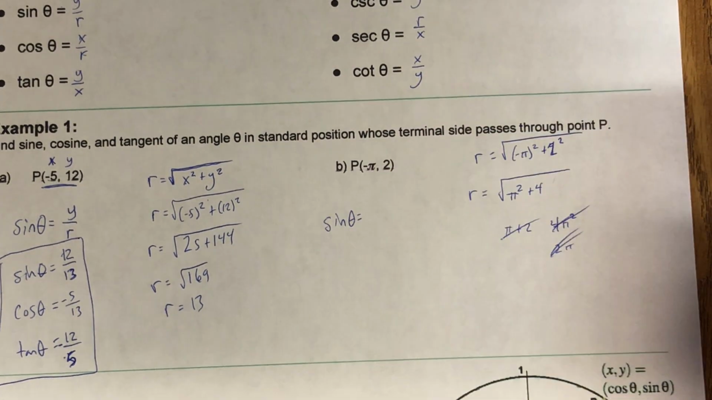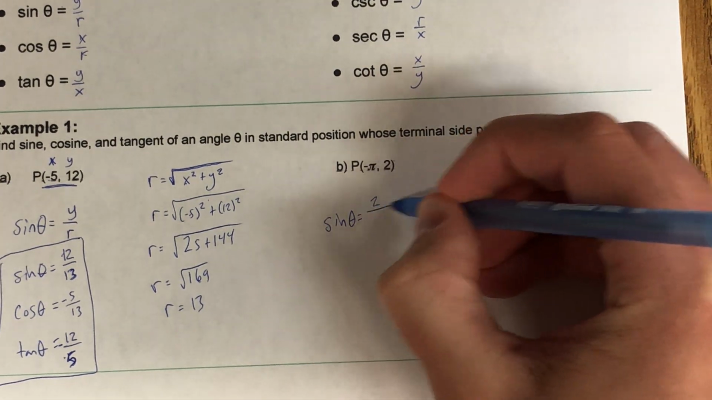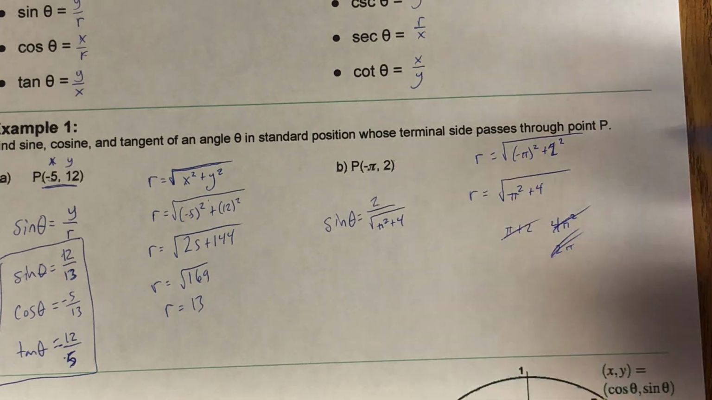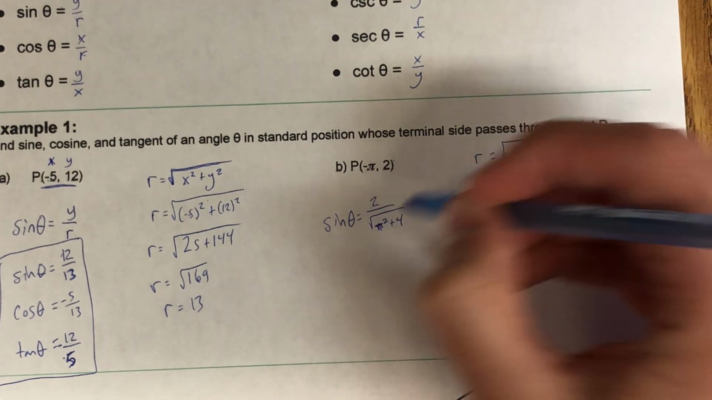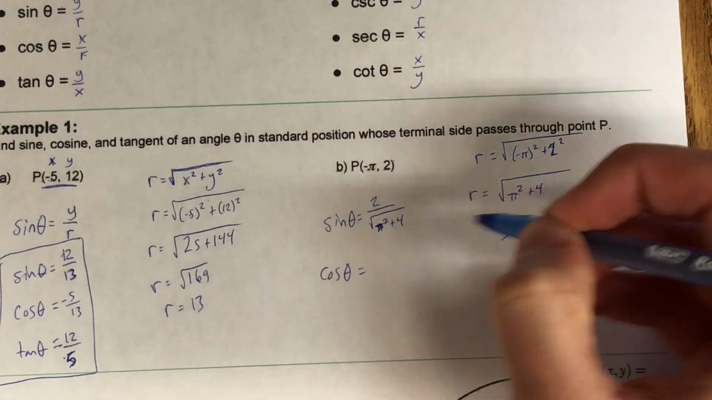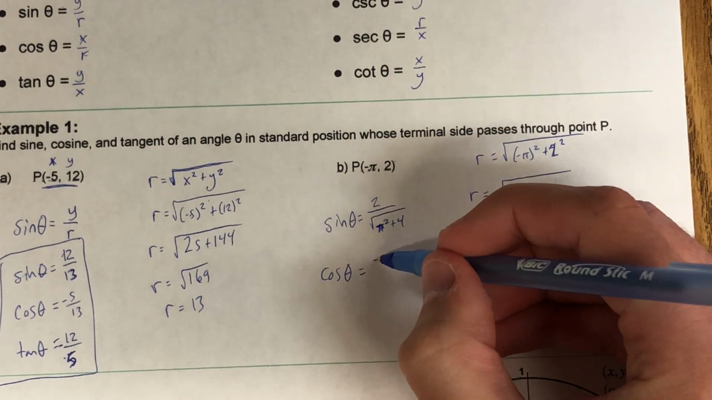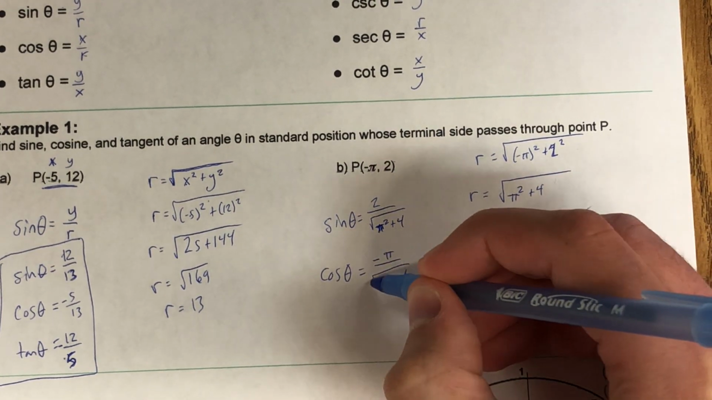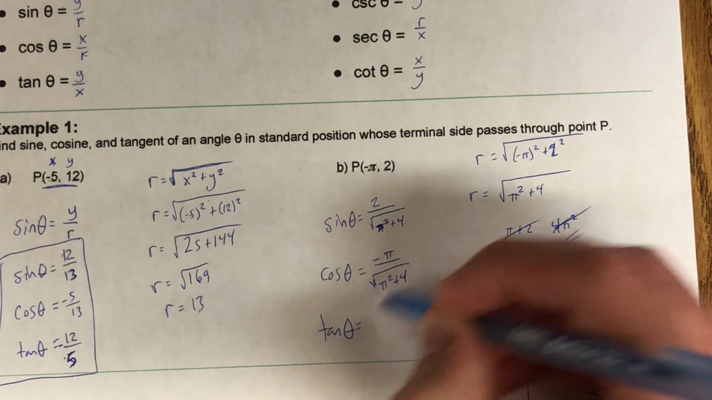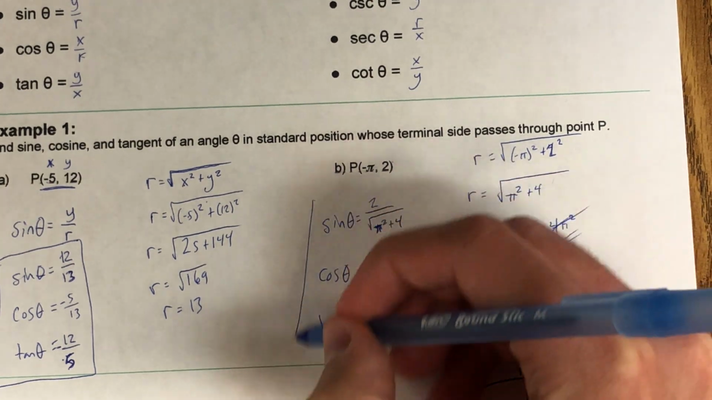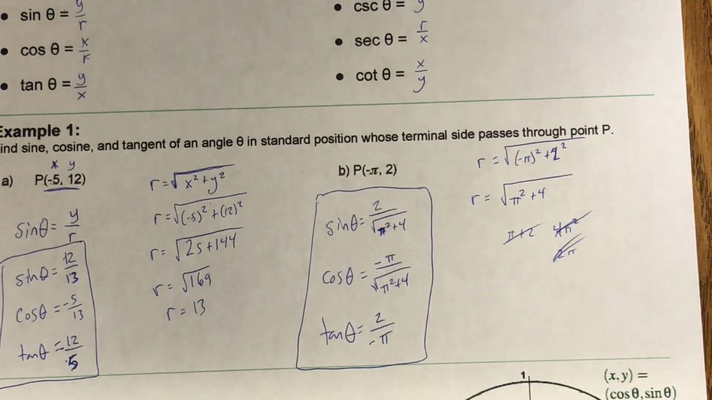So sine of theta would equal y over r, so 2 over the square root of pi squared plus 4. Normally, we'd like to rationalize the denominator. For the sake of time, we'll forego that. Cosine is x over r, so negative pi over the square root of pi squared plus 4. Tangent would be y over x, so 2 over negative pi. Again, there are ways we can simplify and make these all a little cleaner, but we're more using this as a tool here.